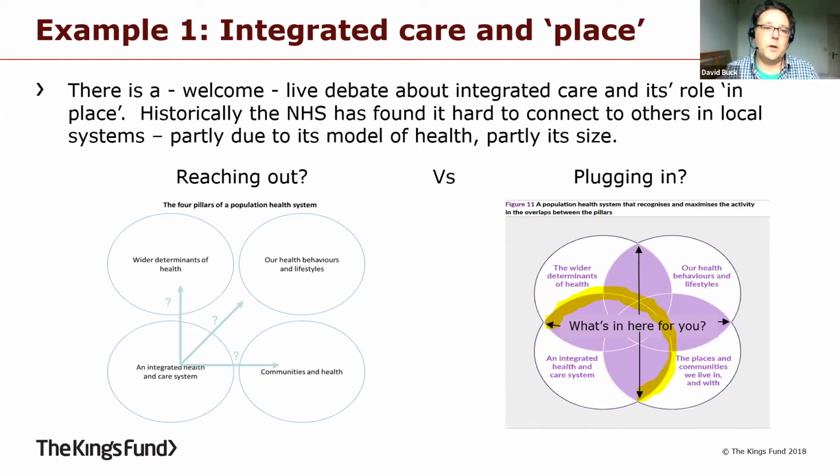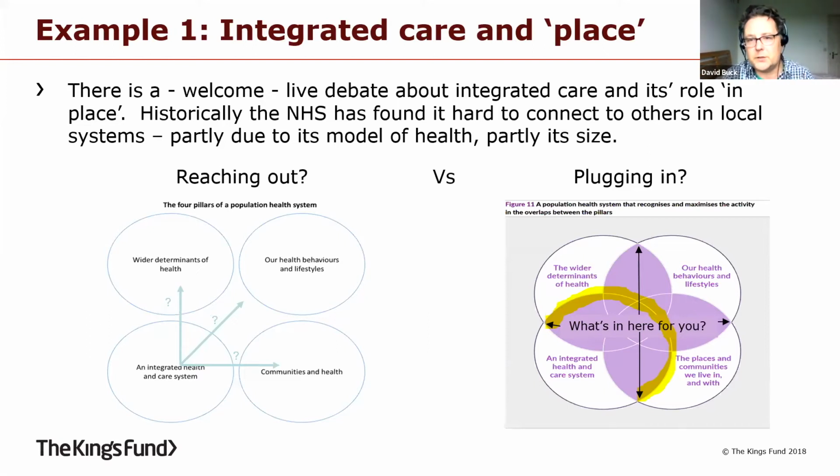But there is a debate going on at the moment about how integrated care systems can actually reach out in place into other partnerships and work much more strongly with those other actors in place. There's a bit of a conversation, and you may see this as semantic, about whether the NHS is reaching out, which is essentially integrated health and care systems and those in charge of them, seeking to do more on the wider determinants of health, health behaviours and lifestyles, and more with communities, versus, and versus is probably too strong a word, plugging in.